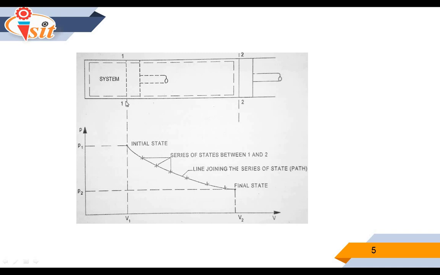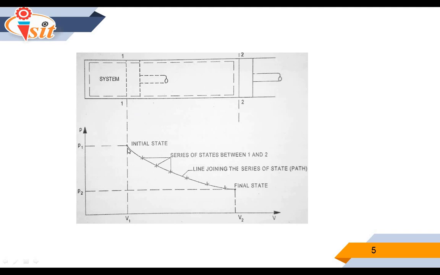So when the piston is at the initial state, that time in the PV diagram shown below, you can see here, that is the pressure-volume diagram. When the system is in state 1, that is the initial state, pressure P1 is there, and when the piston moves from state 1 to state 2, pressure P2 is there. Same as when the piston is at state 1, volume V1 is there, and at state 2, volume V2 is there. So pressure changes from P1 to P2 and volume changes from V1 to V2.